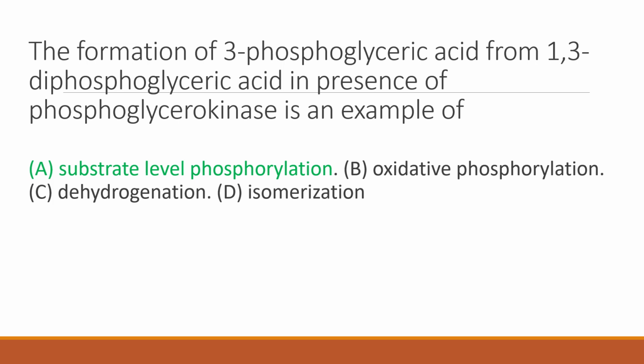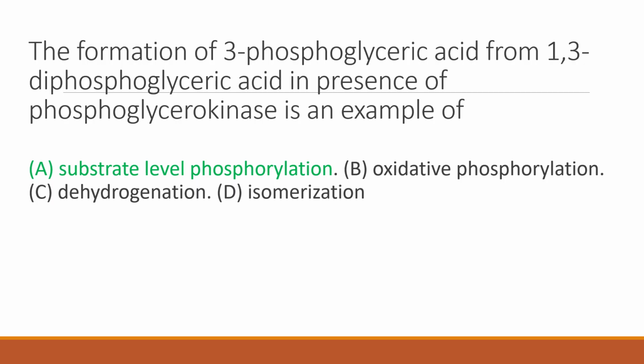Next question is, the formation of 3-phosphoglyceric acid from 1,3-diphosphoglyceric acid in presence of phosphoglycerokinase is an example of what kind of reaction they are asking. Once again, please read the question. The formation of 3-phosphoglyceric acid from 1,3-diphosphoglyceric acid in presence of phosphoglycerokinase is an example of. First we have to read all the 4 options, right? A. Substrate level phosphorylation. B. Oxidative phosphorylation. C. Dehydrogenation. D. Isomerization.